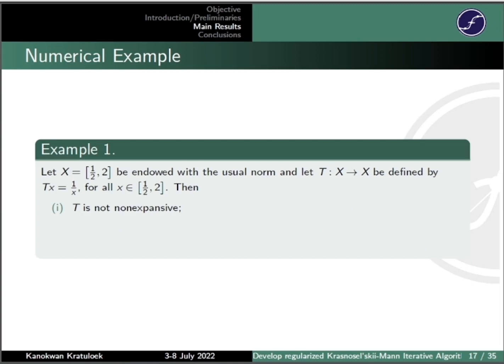In the example, we show that Theorem 2 is an effective generalization of Theorem 1. Let X equal the interval [1/2, 2] endowed with the usual norm, and let a mapping T be defined by Tx equal to 1/x. Then, T is not non-expansive. T is a Lipschitz non-expansive mapping, and Fix(T) equals {1}, so T has a unique fixed point.